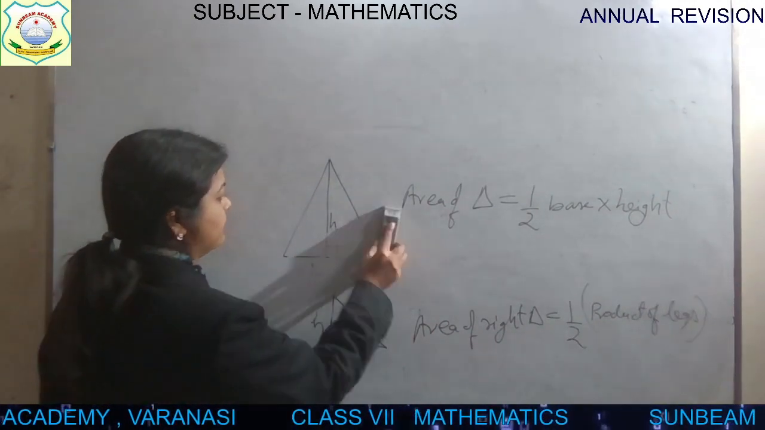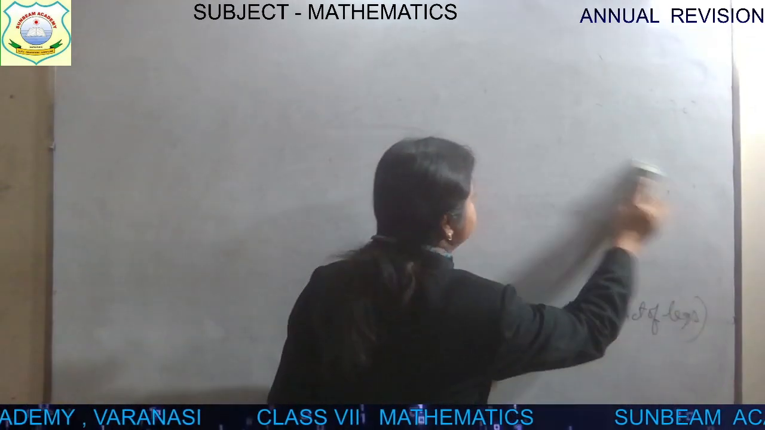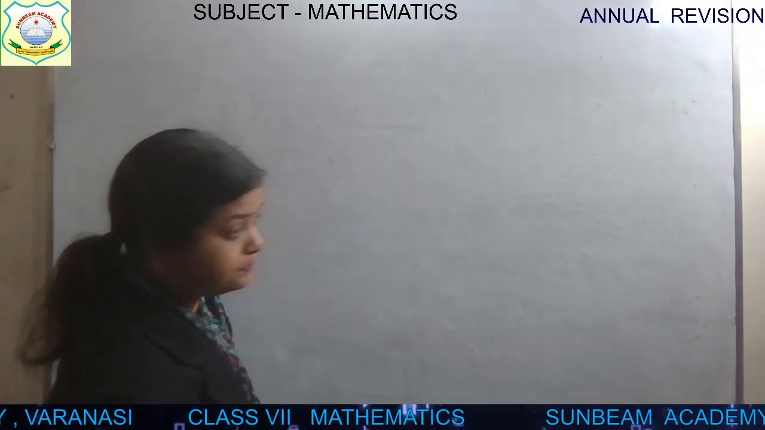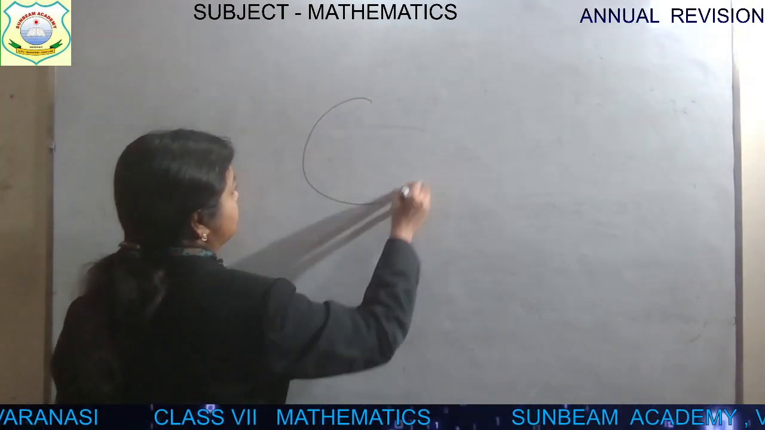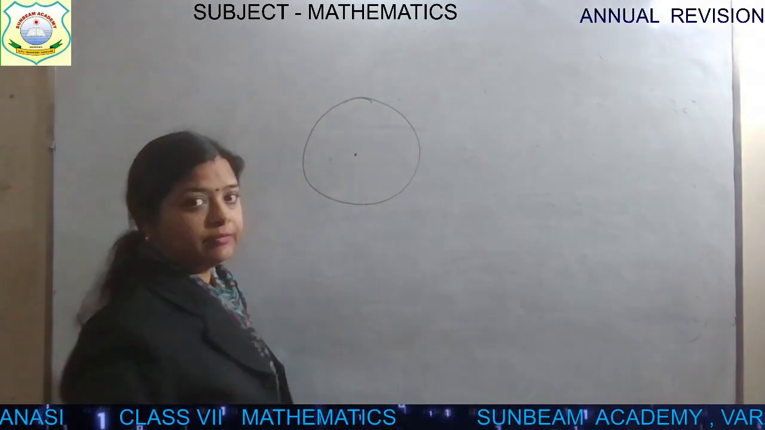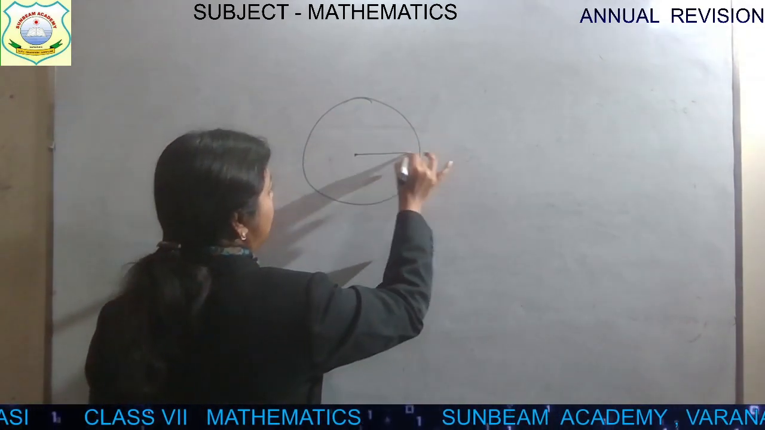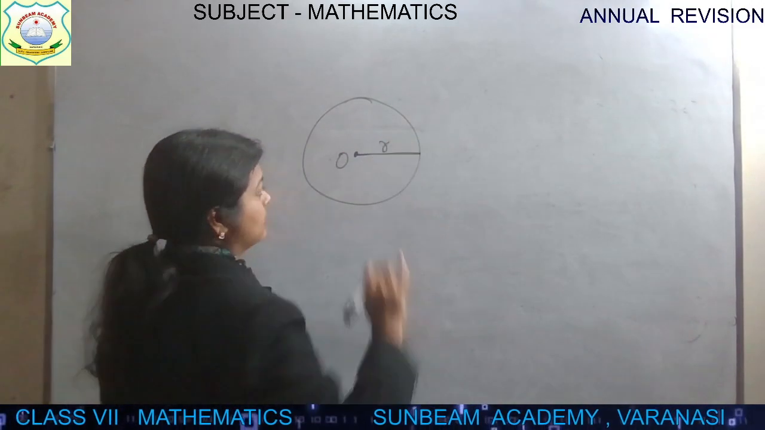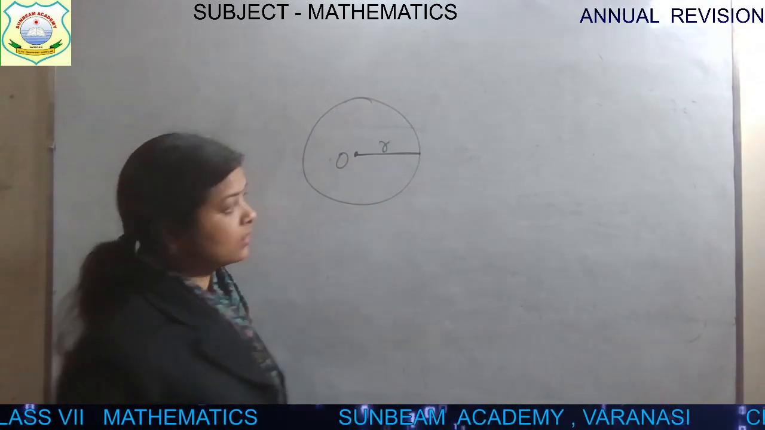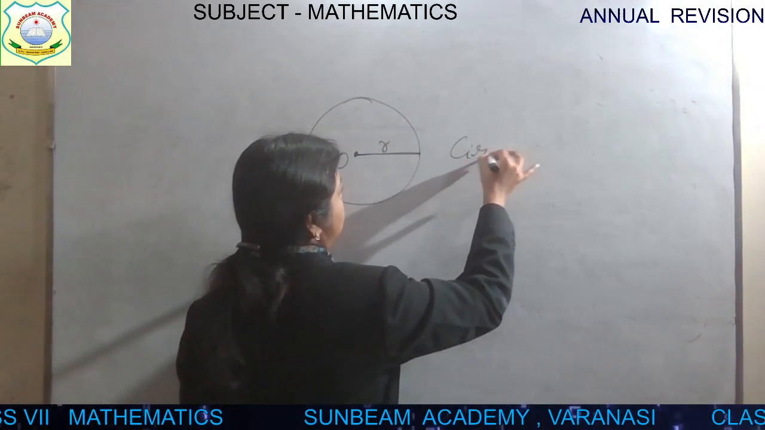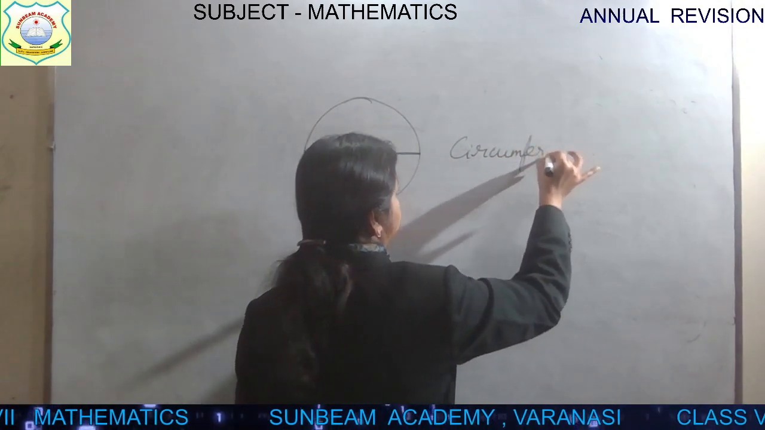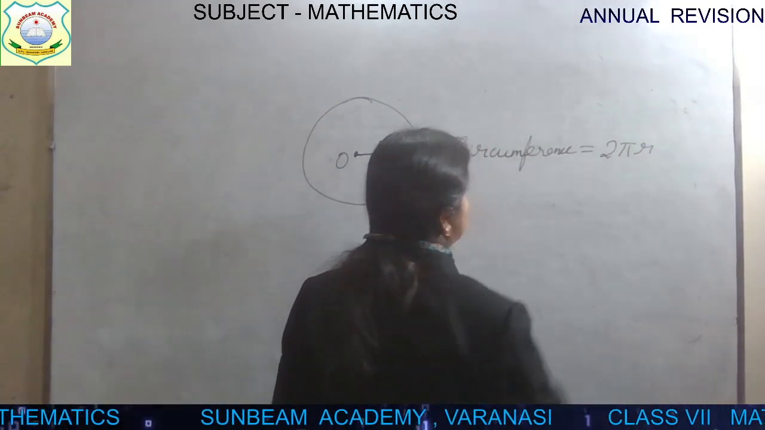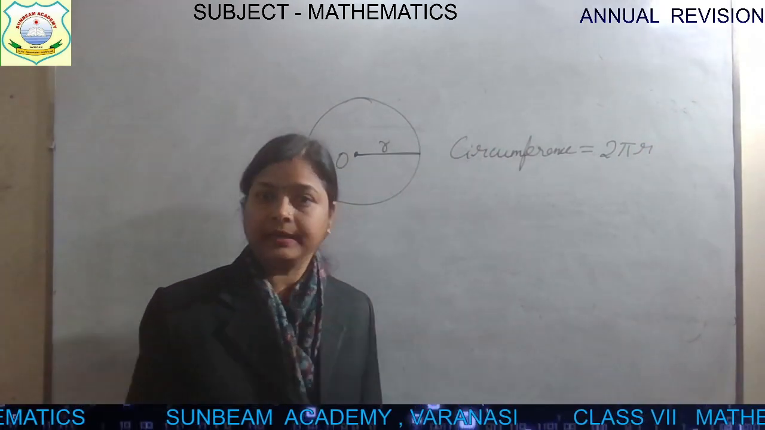Circle's formula is left. Circle formula is, if you are having a circle, definitely it will have a center, and from the center to the arc the length is called as radius. So its circumference is equal to 2 pi r. Circumference is equal to 2 pi r.